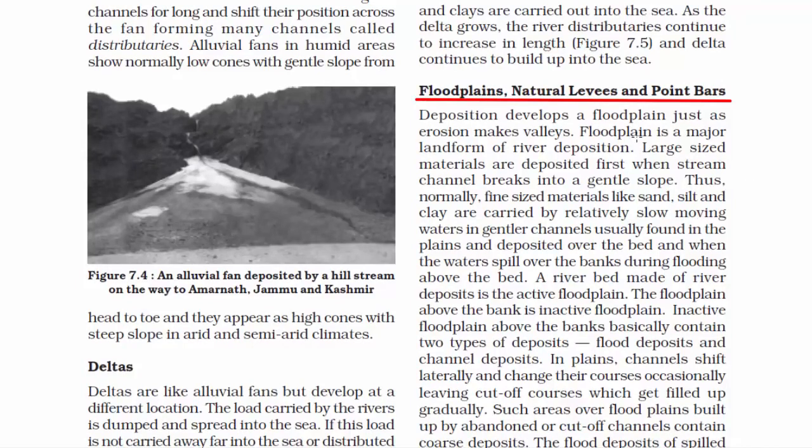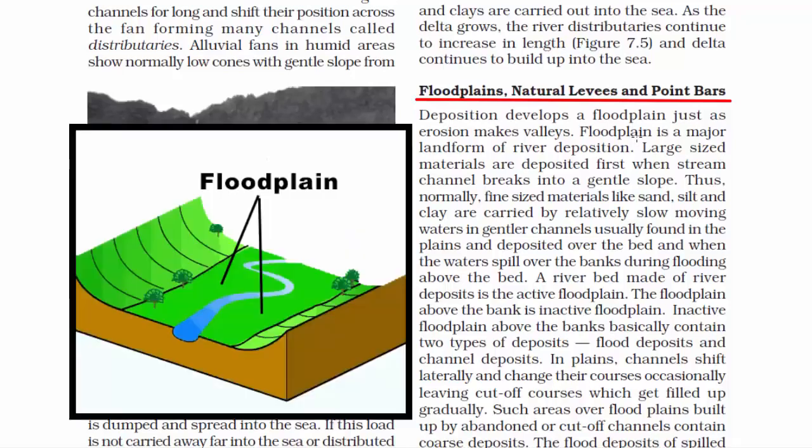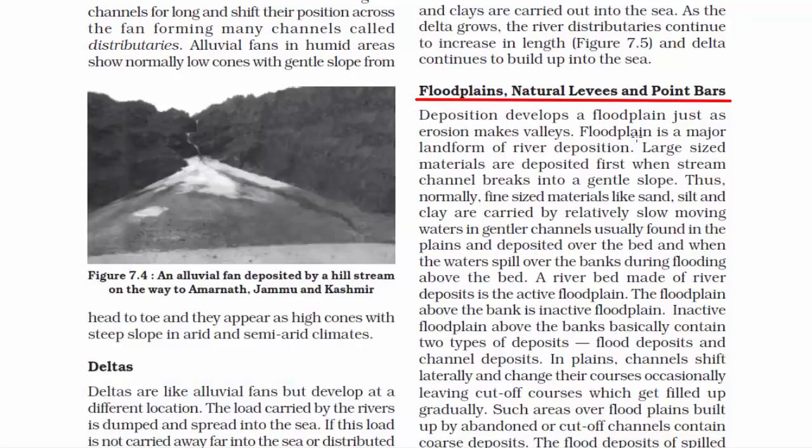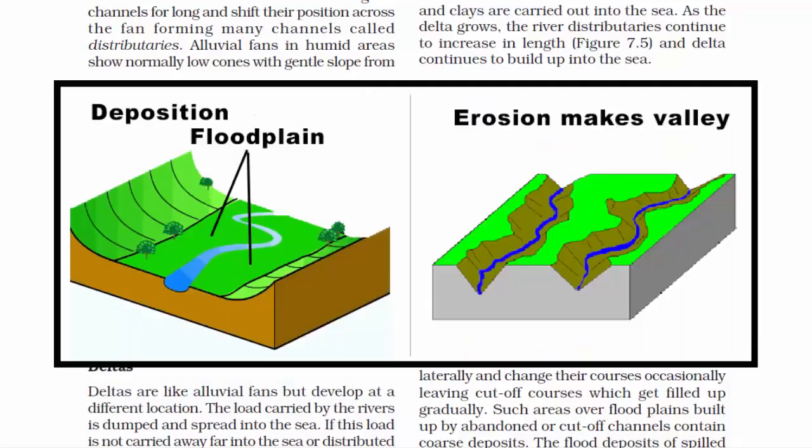An area or a plain land that is subjected to flooding. This area is especially a low-lying area adjacent to a river. So we are talking about this portion over here. And floodplains consist of sediments that are transported by a river. So just as erosion makes valleys, deposition develops a floodplain.